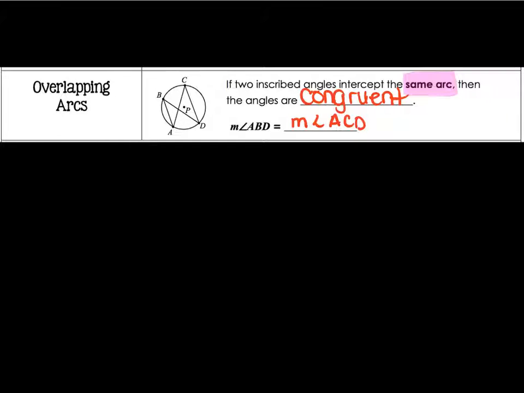Okay, now we're going to talk about overlapping arcs. If two inscribed angles intercept the same arc, then the angles are congruent. And of course the arcs are too. So in that case, the measure of angle ABD is equal to the measure of angle ACD.